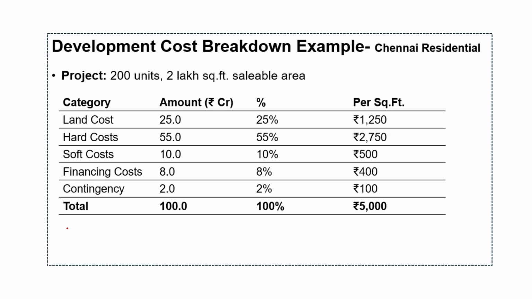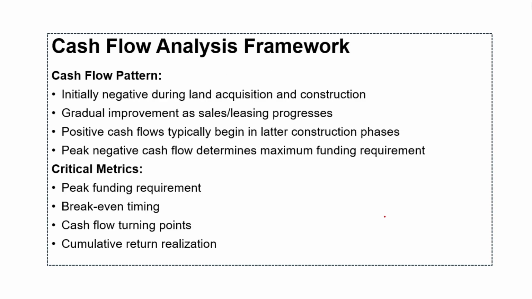Then we have a development cost breakdown example. So here we can see land cost amounts to 25 crores, which is 25%. We have hard cost of 55 crores. Basically all these costs are for a 200-unit, 2 lakh square feet saleable area Chennai residential project, and per square feet our total cost is 5,000. So this is the kind of estimation we have to do. This identifies cost control opportunities and optimizes the project return through efficient resource allocation.